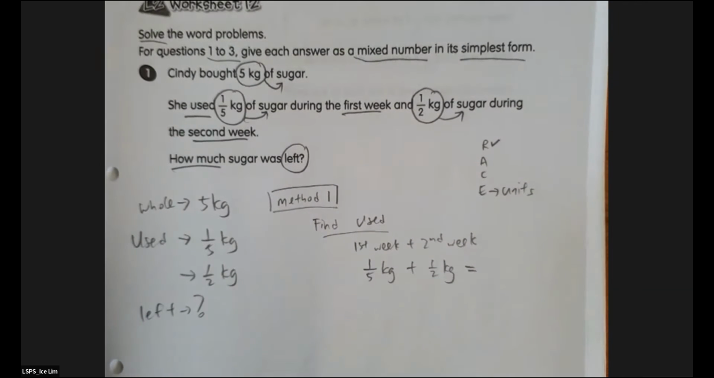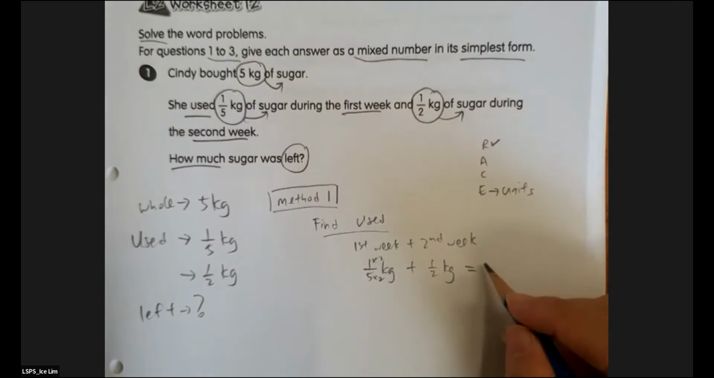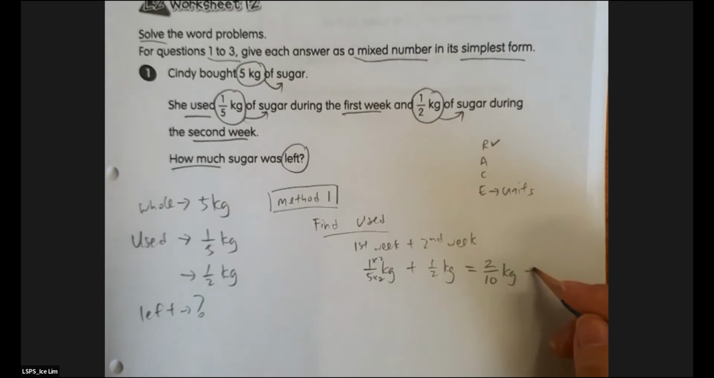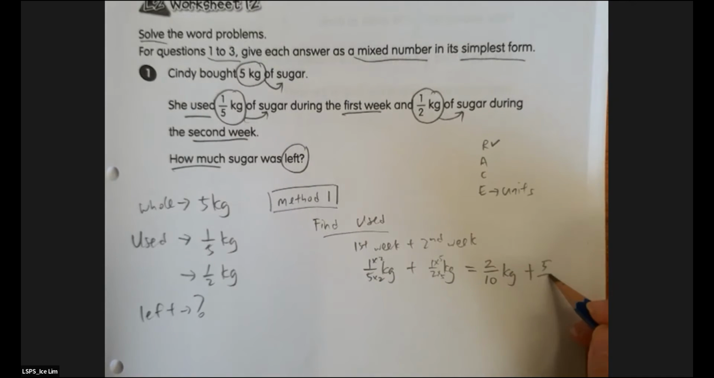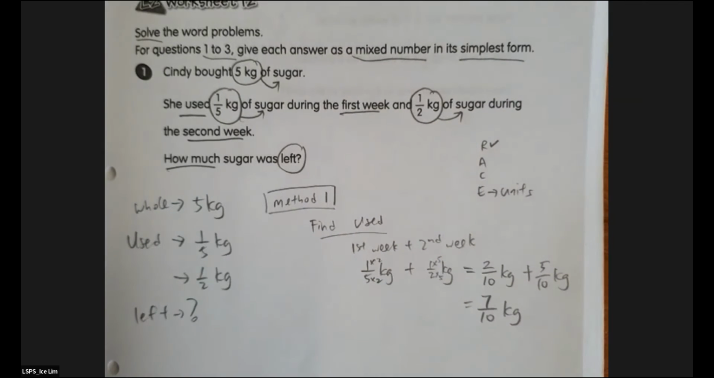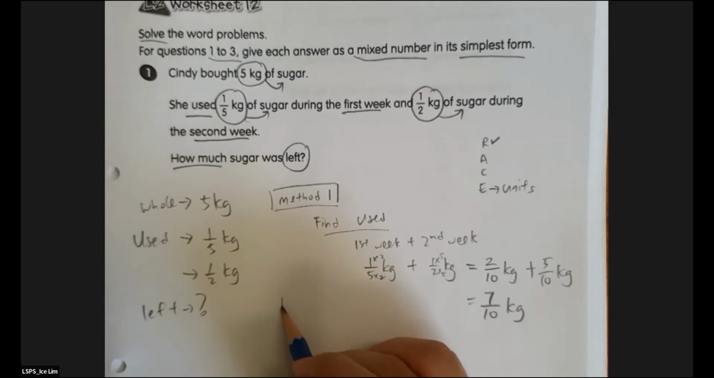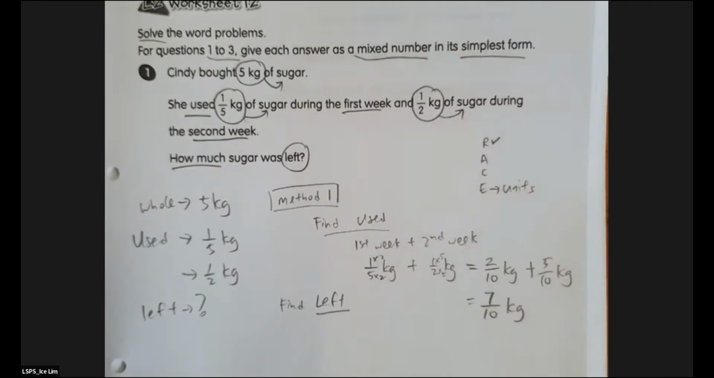So the denominator for 1/5 will become 2 what? 2/10 of a kilogram, whereas 1/2 will become 5/10 of a kilogram. So I add them together, I'll get 7/10 of kilogram used. Okay, after I find all that's used, I want to find left. That's the question it's asking.